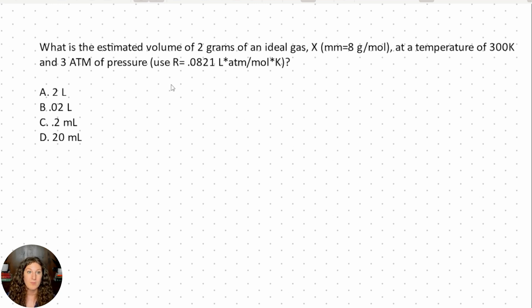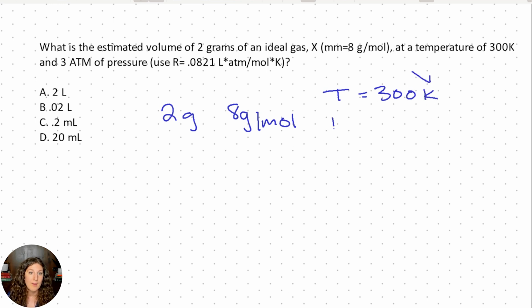What is the estimated volume of 2 grams of an ideal gas? So before I even try to answer the question, I always start by writing down every number they give me. So 2 grams of the ideal gas, and that molar mass is 8 grams per mole. I just have those ready to go because I know I'm probably going to need to get to moles. At a temperature of 300 Kelvin. Okay, good, check that. Kelvin's a good number. At 3 atmospheres for pressure. Again, that's a good number because we're going to use R, 0.08, liters times atmospheres over moles Kelvin.